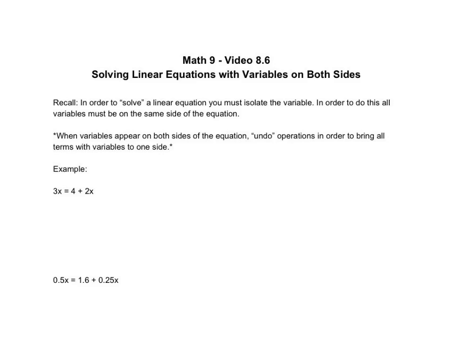In order to solve a linear equation, you must isolate the variable. Okay, isolated, getting it on its own. In order to be able to do that, all variables must be on the same side of the equation. So, when variables appear on both sides of the equation, undo operations in order to bring all terms with variables to one side.